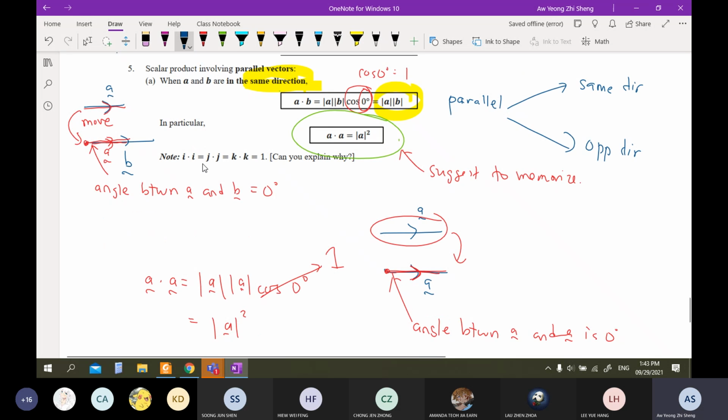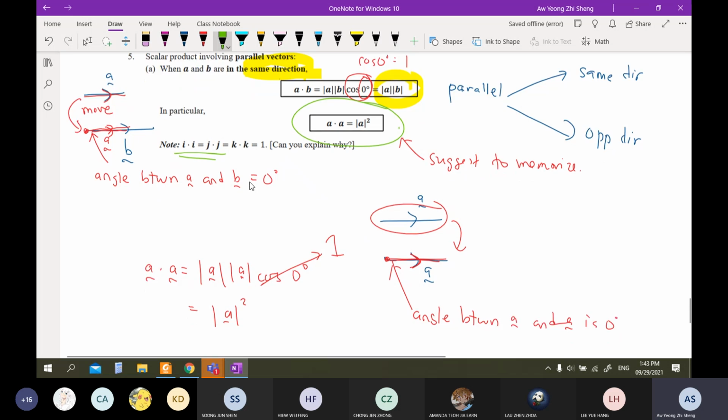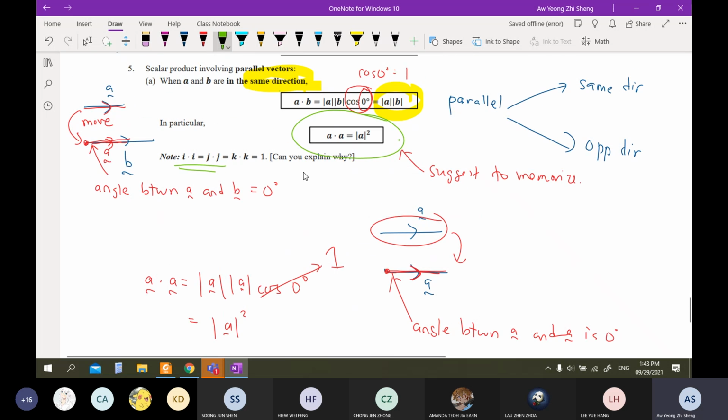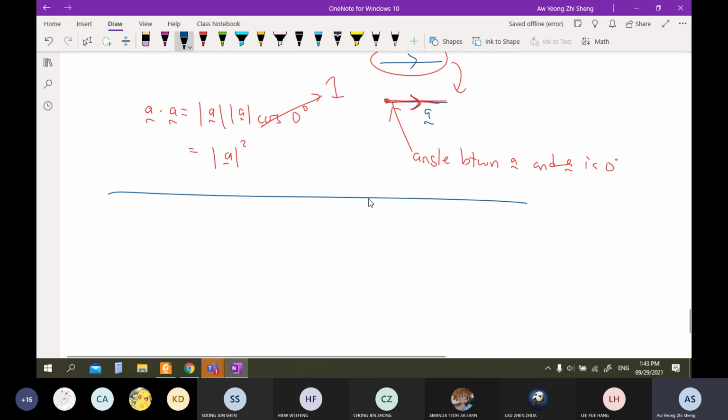Okay. Now, the final note down here, I dot I equals J dot J equals K dot K equals 1. Can you explain why? The reason behind is very easy. I is a standard unit vector. This is actually 1, 0, 0. And everyone knows the length of I is 1, because it is a standard unit vector.